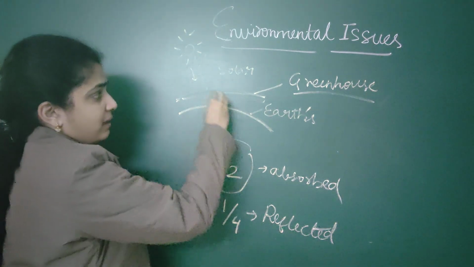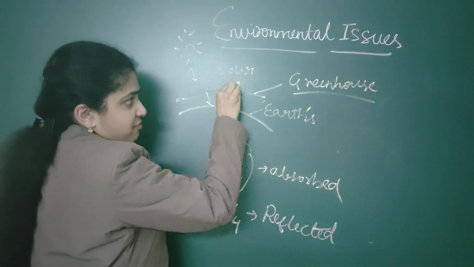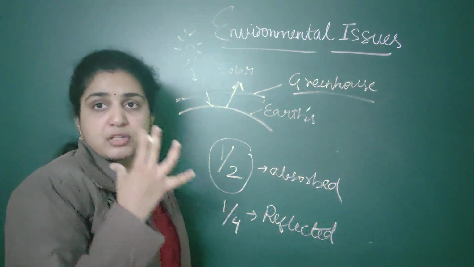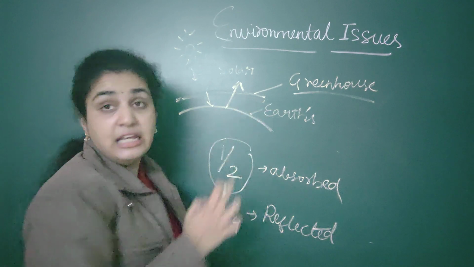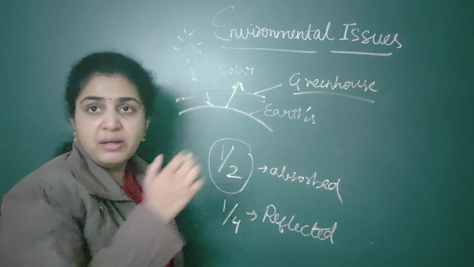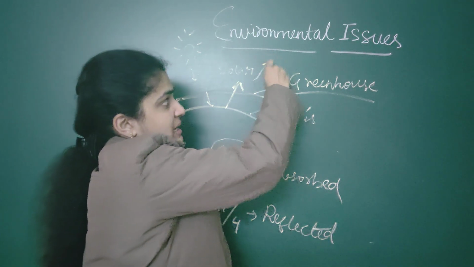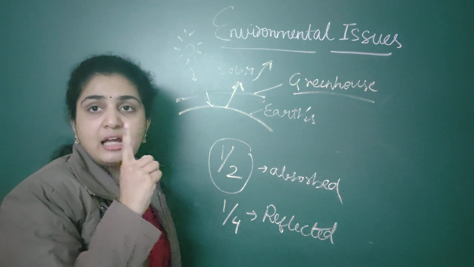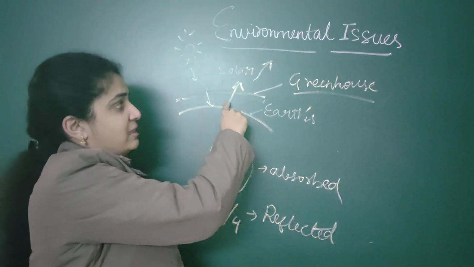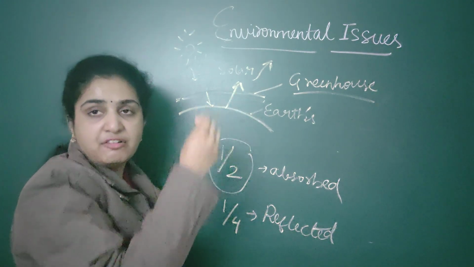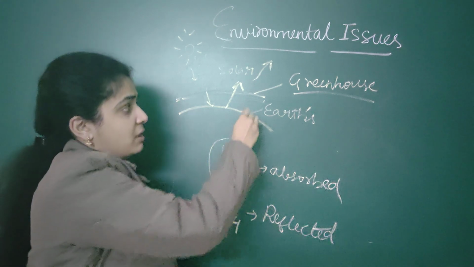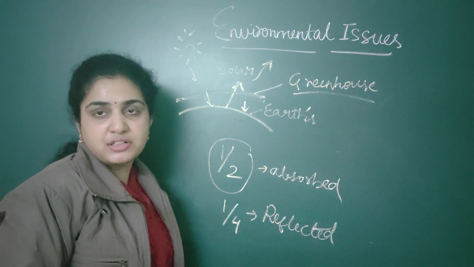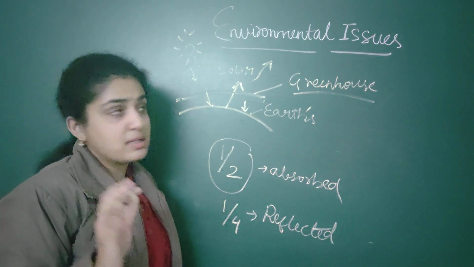When it is reflected back from the Earth's surface into the atmosphere, some of the solar radiation is absorbed by these greenhouse gases. Only some is absorbed; the maximum goes back into space. This is the solar radiation which should ideally come from the greenhouse gases. When these greenhouse gases take the reflected solar radiation, they absorb some and reflect some back to the Earth's surface. Don't get so confused regarding this.